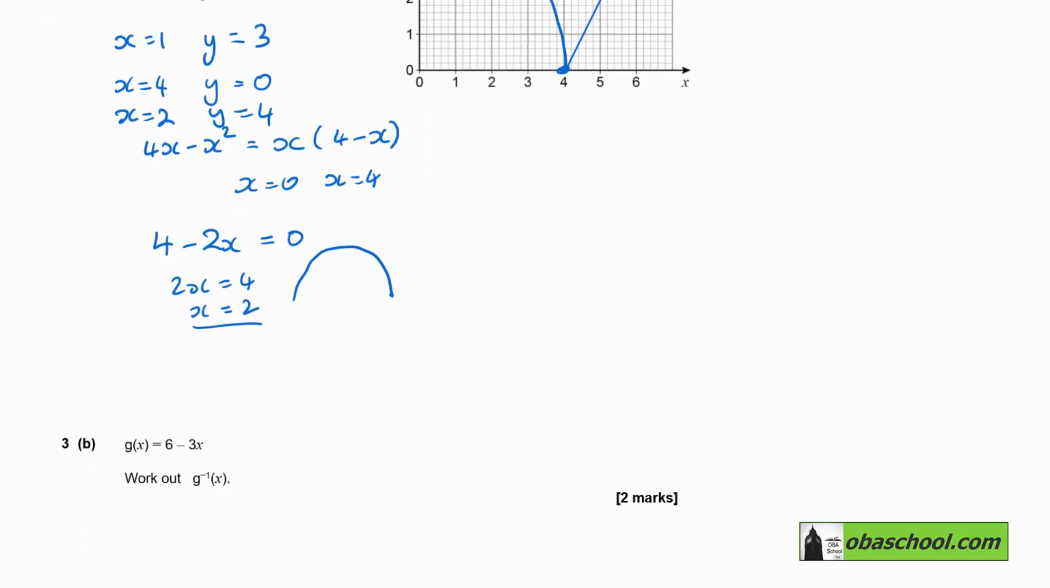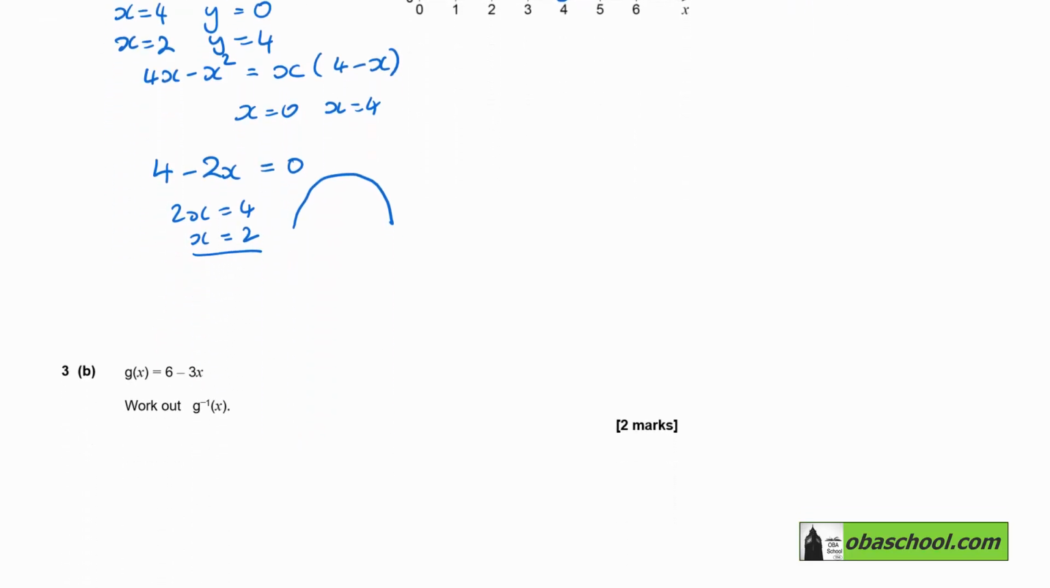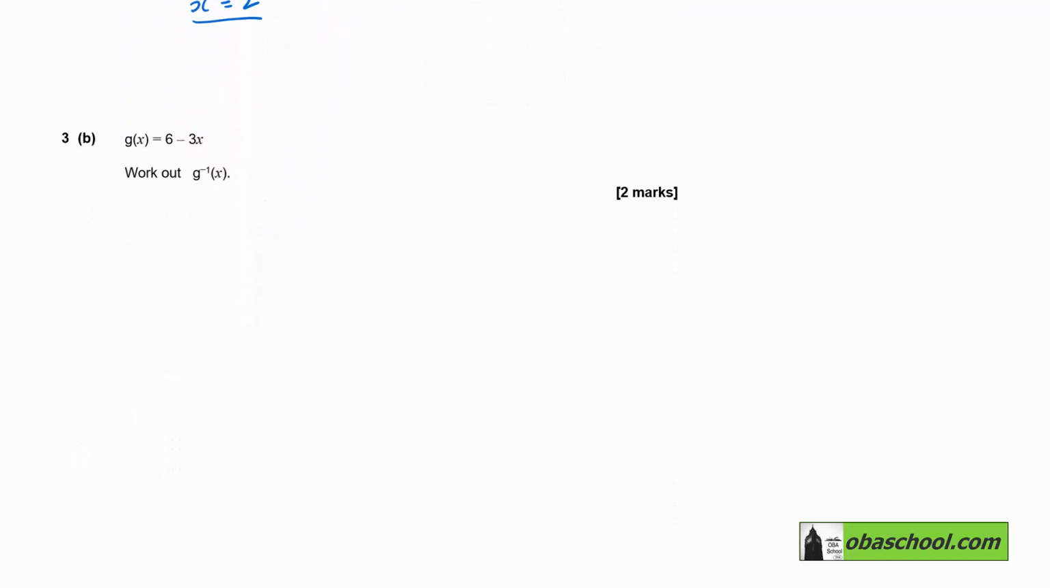So let's move on to 3b. g of x is 6 minus 3x. Work out the inverse function. So let y be equal to 6 minus 3x. And then let's interchange x and y. So x is equal to 6 take away 3y. We now want to make y the subject.